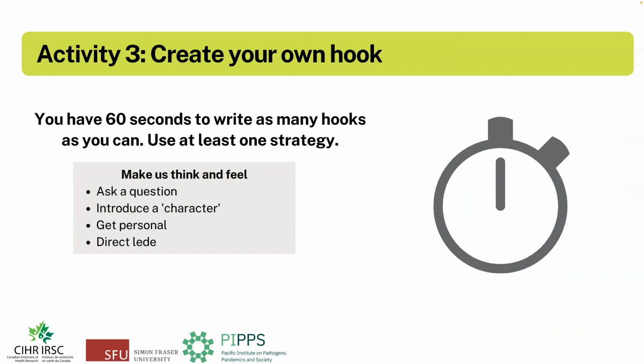Now, for our third activity, let's create our own hooks. Hooks are notoriously hard to write, so it's helpful to just get something down on the page to work with. Give yourself 60 seconds to write as many hooks as you can. Don't worry about how good they are. Just try to get at least one strategy down. So if you have a post you're working on, that's great. If not, you can use the tick prevention audience message you already created earlier in the workshop. You can pause the video here.